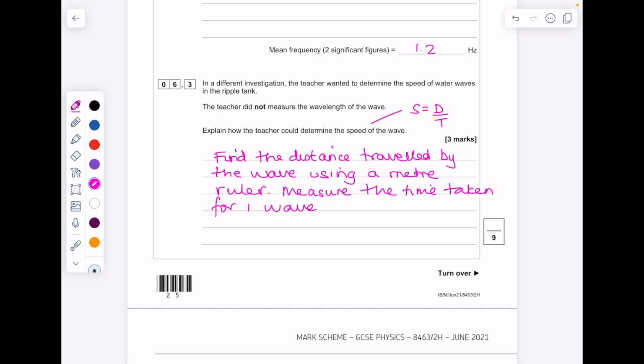Using a stop clock, and then finally sub in our values to speed equals distance over time.